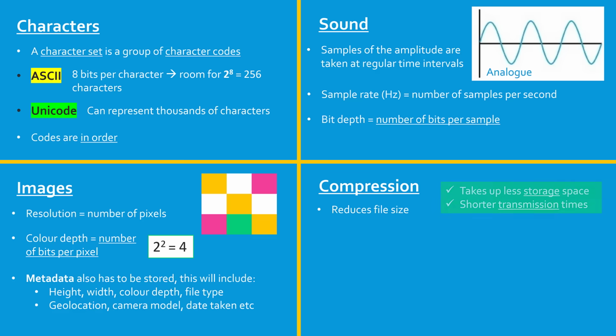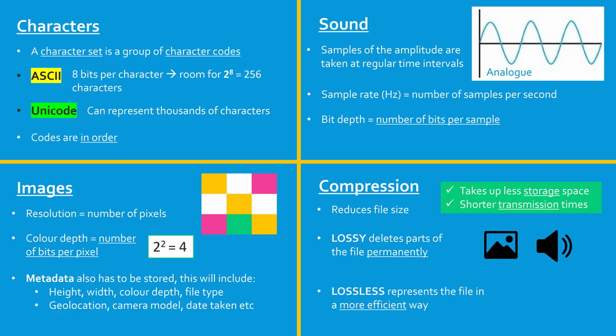Compression reduces file size in order to take up less space and reduce transmission times. Lossy compression will actually delete part of your file, which is really effective, but means a loss of quality. That's not a big deal with images and sound. An alternative is lossless, which just rearranges a file to be more efficient. Now, you have to use lossless on text documents and program files because you can't afford to just be deleting part of it.